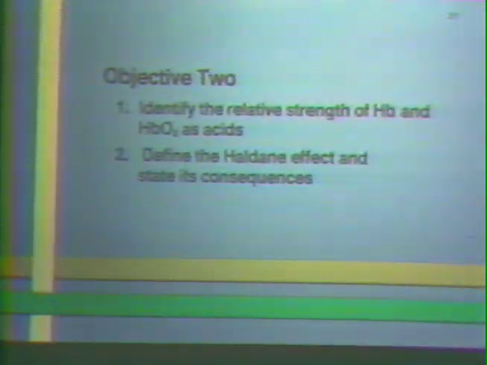21. As your second objective, you should be able to: 1. Identify the relative strength of hemoglobin and oxyhemoglobin as acids, and 2. Define the Haldane effect and state its consequences. 22. In addition to its ability to combine reversibly with oxygen or carbon dioxide, hemoglobin is the major protein buffer in the blood.